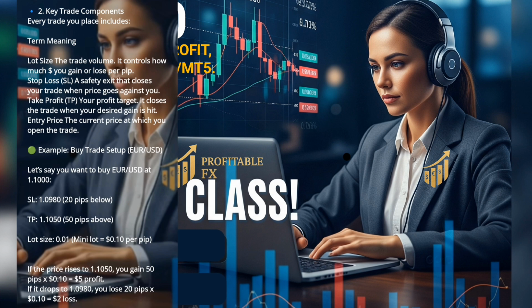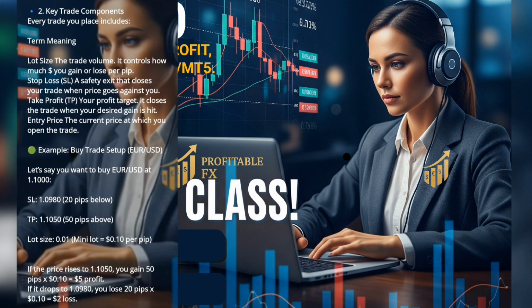Let's say you want to buy euro to US dollar at 1.1000. SL, 1.0980, 20 pips below. TP, 1.1050, 50 pips above. Lot size, 0.01, mini lot equals 10 cents per pip. If the price rises to 1.1050, you gain 50 pips x 10 cents equals $5 profit. If it drops to 1.0980, you lose 20 pips x 10 cents equals $2 loss.